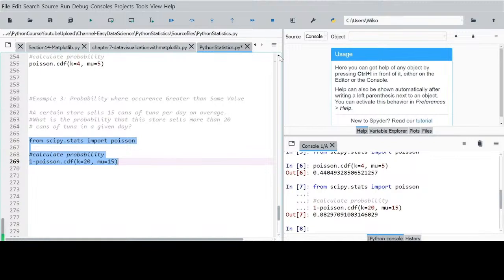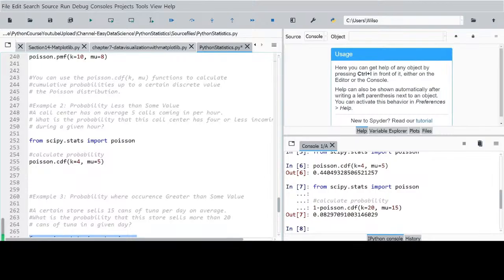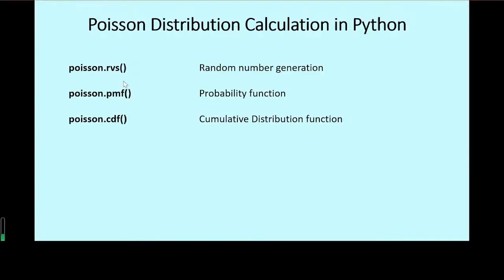So in summary, we can use 3 functions for the Poisson distribution in Python. RVS is for random number generation, PMF is the probability function for a specific count number, and CDF is the cumulative distribution function, no matter whether we want to calculate less than some value or larger than some value.